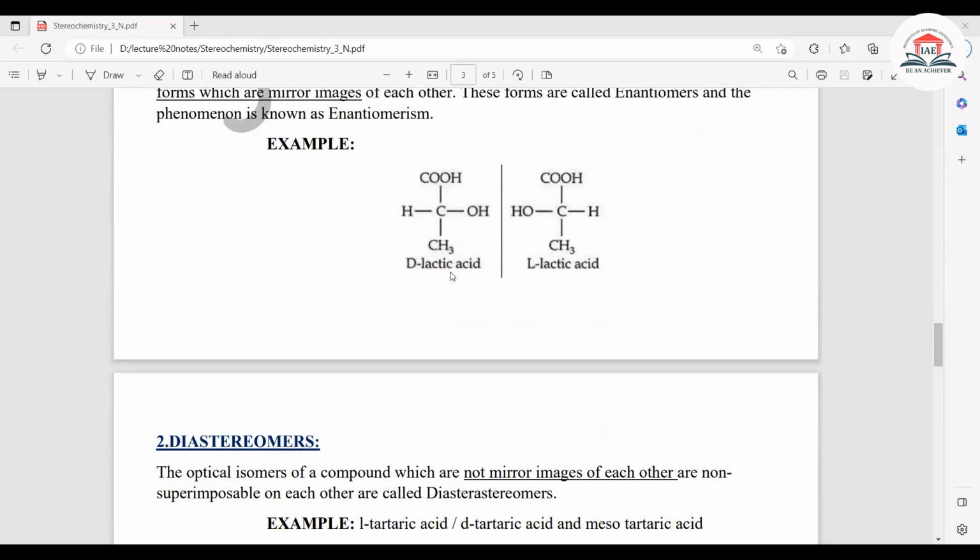There is D-lactic acid in which OH and H are like that, and L-lactic acid, which is a mirror image of this. So these two molecules look exactly the same, but as you can see, they are non-superimposable mirror images of one another. Okay.